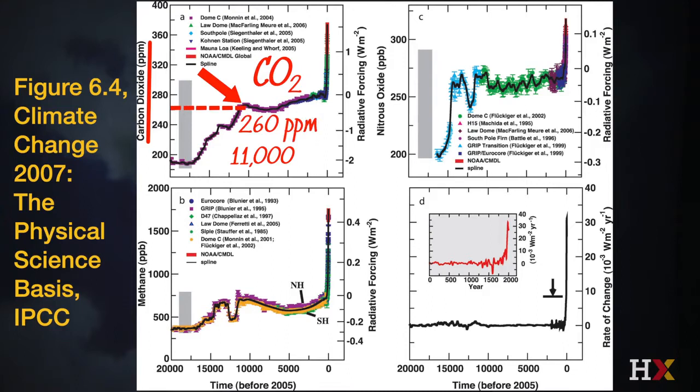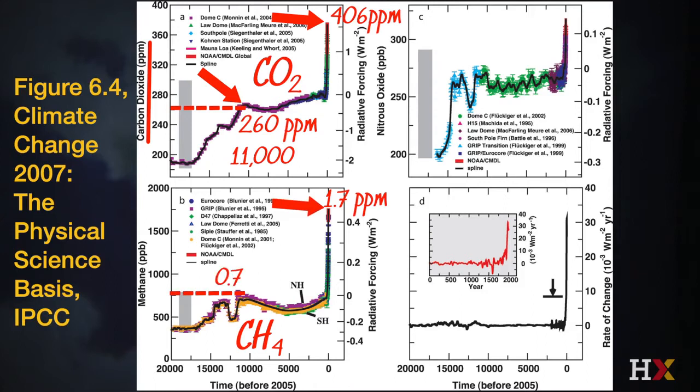Now, as we'll see in just a moment, if we look at the situation today, the CO2 concentration is about 406 parts per million. And the other very important contributor to the trapping of infrared radiation is methane. Methane is now at about 1.7 parts per million. That's this point right here. But as we emerged out of the last ice age, the concentration was about 0.7 parts per million of methane.